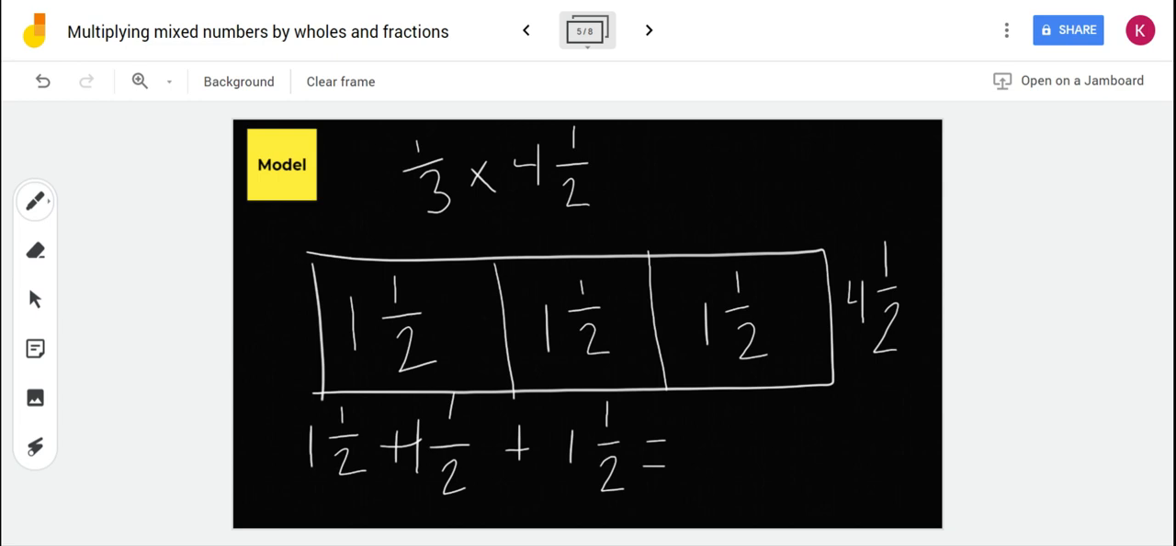So here I can do 1 plus 1 plus 1. That gives me 3. But I also know that 1/2 plus 1/2 equals 1 whole. That gives me 1. And then I have this extra half that I didn't do anything with, so I still add that on the end. So if I add it, 3 plus 1 plus 1 1/2 gives me 4 1/2. So we just proved why that works.